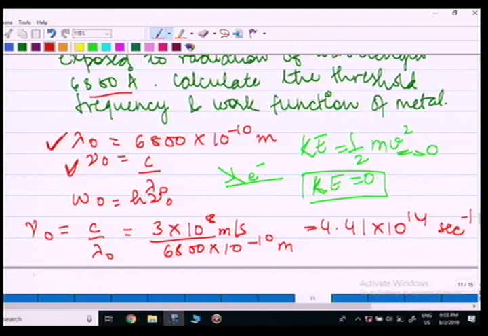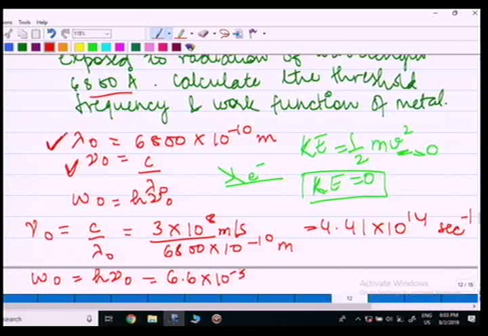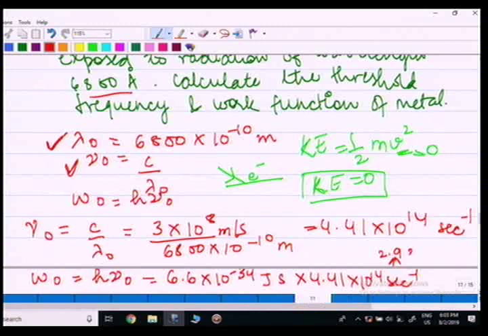Okay, and similarly work function will be equal to h nu naught, which is equals to 6.6 into 10 to the power minus 34 joule seconds into 4.41, the value of frequency that we just calculated, and this will be equal to 2.92 into 10 to the power minus 19 joules. Okay, basic calculations that you have to do here.